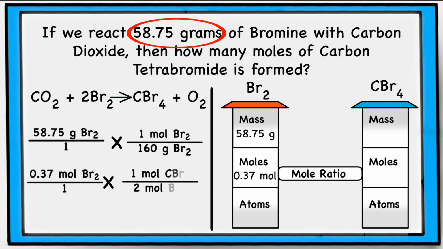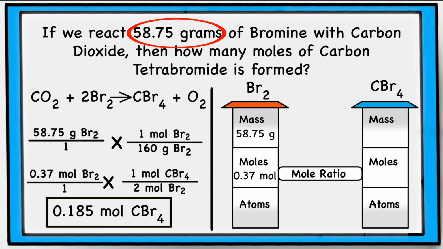Now I multiply it by the mole ratio of 1 mole of carbon tetrabromide over 2 moles of bromine, and I get 0.185 moles of carbon tetrabromide formed, which is our answer.